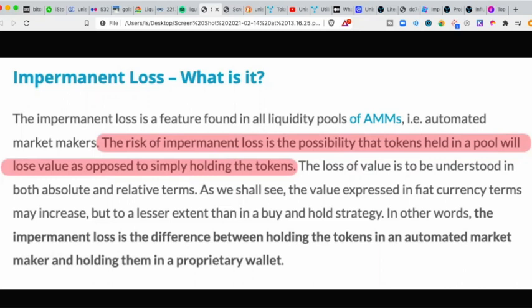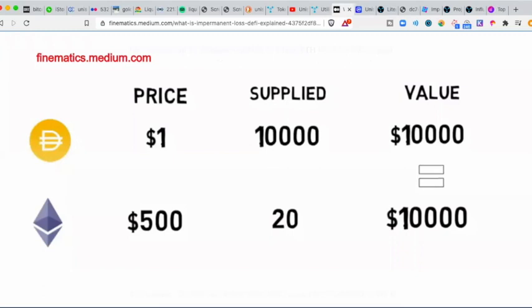The value expressed in fiat currency terms may increase, but to a lesser extent than in a buy and hold strategy. This diagram is from an article from finematics.medium.com, and I'll link to this in the description below. And credit to Finematics because it's such a clear explanation, this article, of impermanent loss.